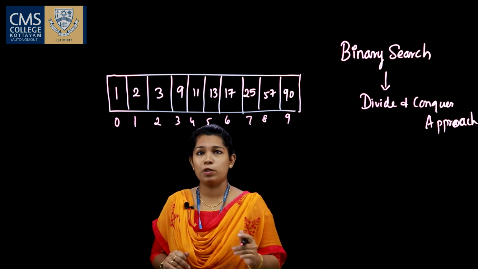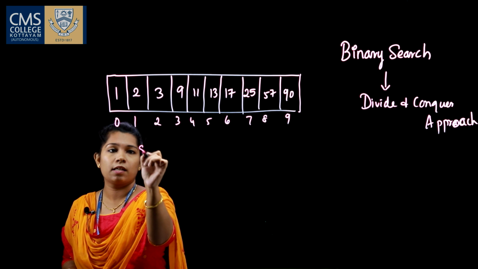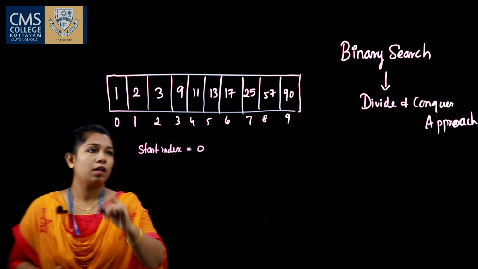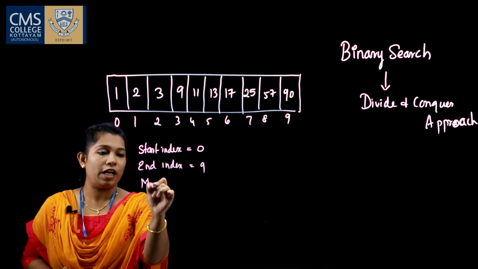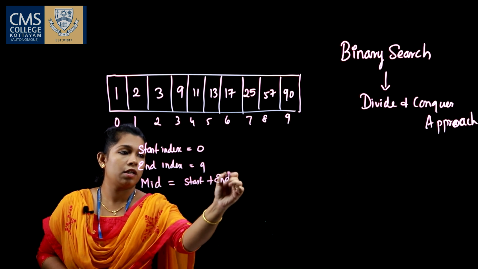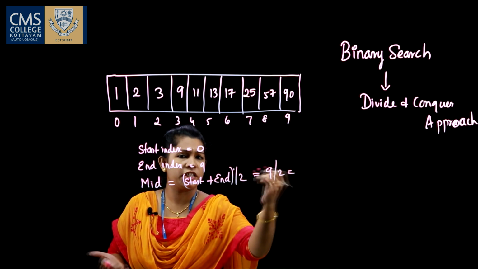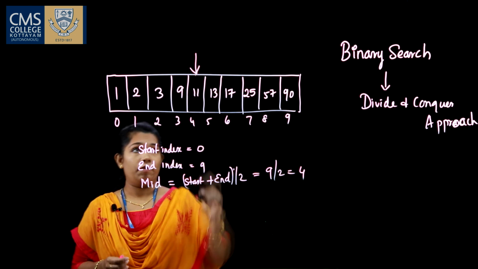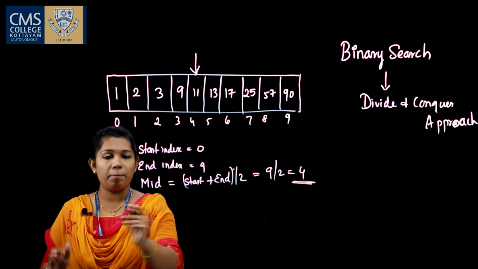The first thing you have to do is find the mid position of this array. What is the start index? It is 0 and the end index is 9. Find the mid value, which is start plus end divided by 2, which is 9 by 2. Since it is an integer, we will take 4. So my mid position is 4, and the value there is 11. Okay. So first you find the mid position, then you compare our search item with the value at this mid position.